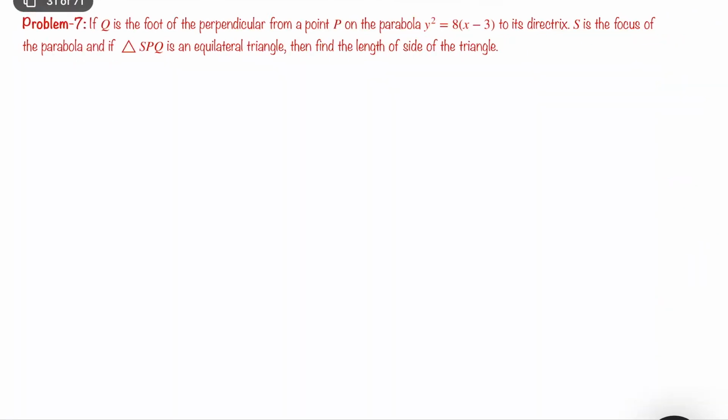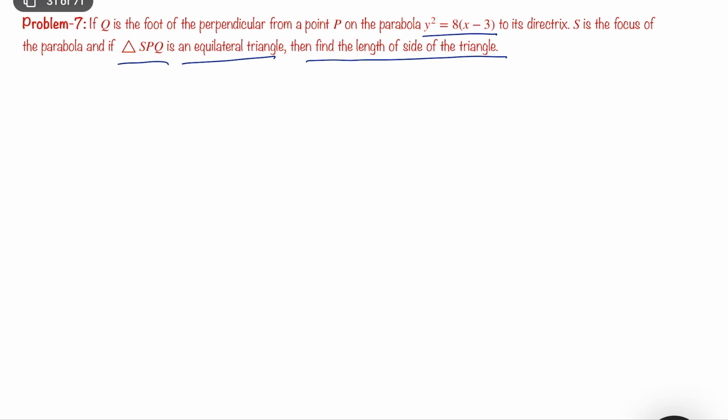Okay, next problem. Q is the foot of the perpendicular from point P on the parabola y square equal to 8 times x minus 3 to its directrix. S is the focus of the parabola, and if triangle SPQ is an equilateral triangle, then find the length of side of the triangle.